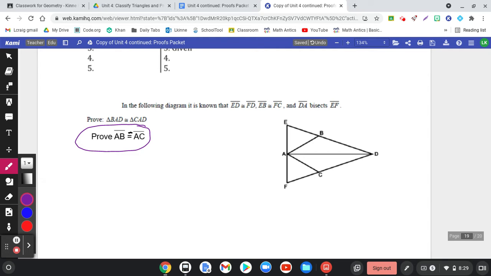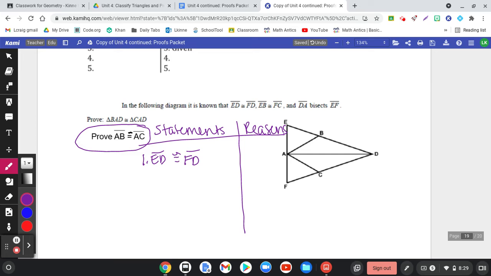All right. So we're going to get our statements and reasons set up. If you want to pause the video and do this, you can. At any point, if you need to pause the video, go for it. So if I'm going too fast or whatever, ED is congruent to FD. EB is congruent to FC. And number 3, DA bisects EF. So those are our 3 givens. You could write given 3 times, or you can just write it like that.